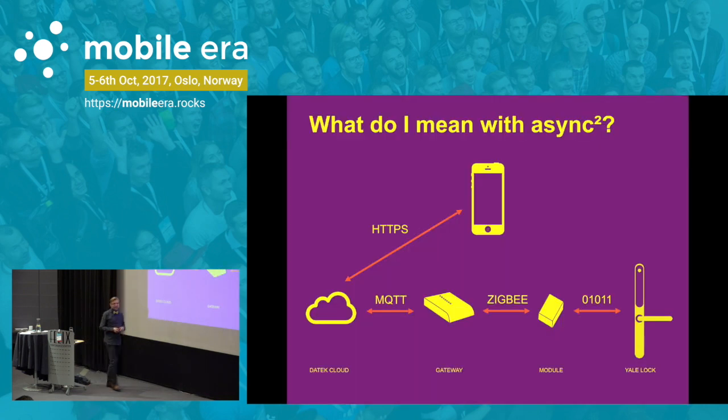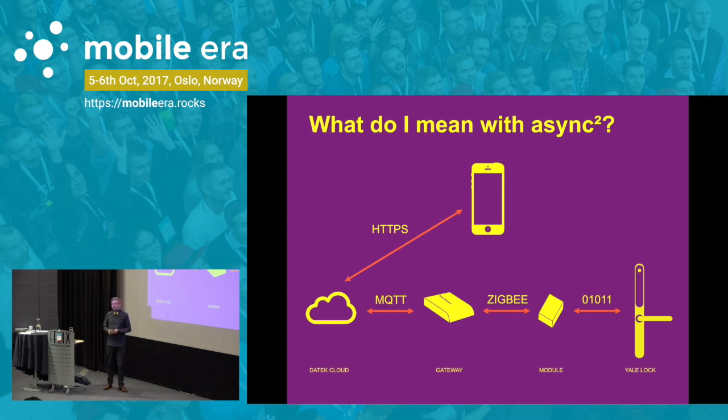So what do I mean with the title of the talk? Double asynchronicity. What is that? When we are doing ordinary apps, we're connecting to a server, right? That's really easy. That's just asynchronous calls. You do a request to a server and you get a response.